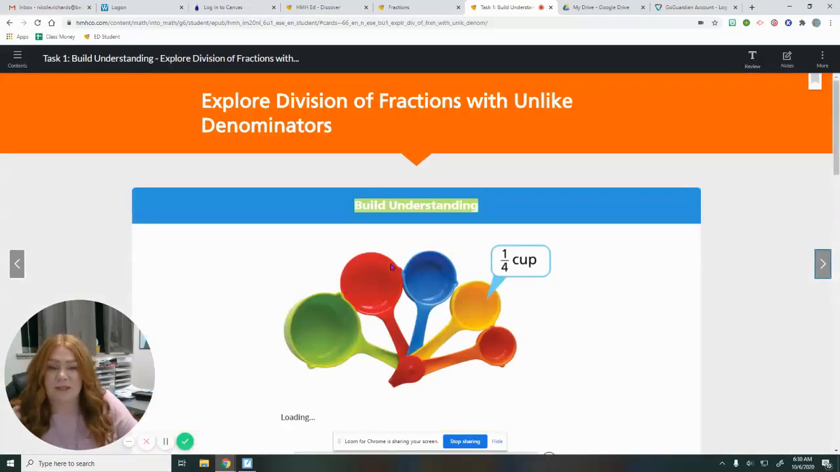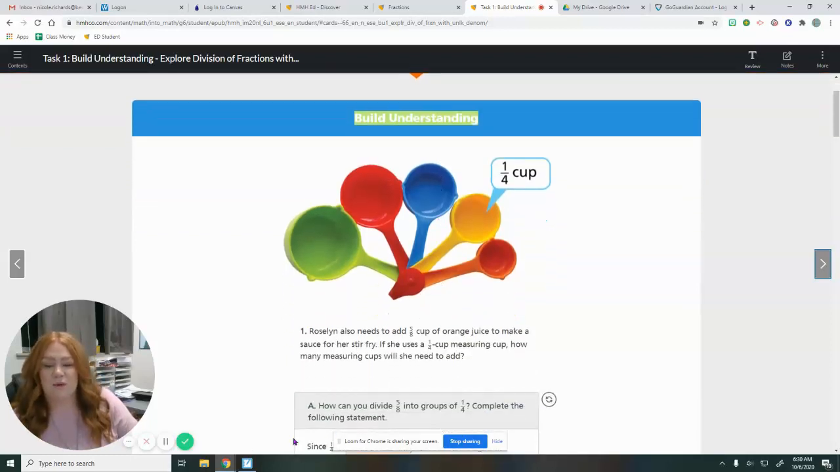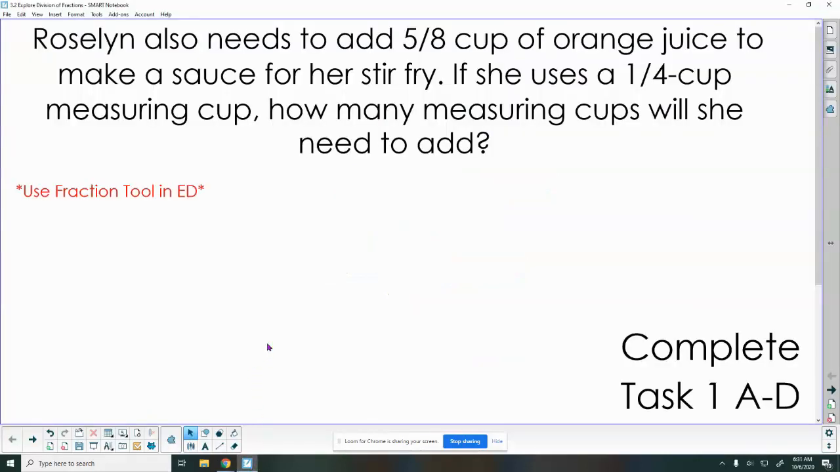Okay, so we're going to go on to task 1. Make sure you're on Ed with me. We are going to think about this problem before we even look at any of the answers. Rosalind also needs to add 5/8 cups of orange juice to make a sauce for her stir fry. If she uses a 1/4 cup measuring cup, how many measuring cups will she need to add?